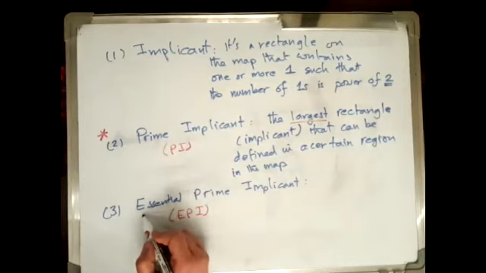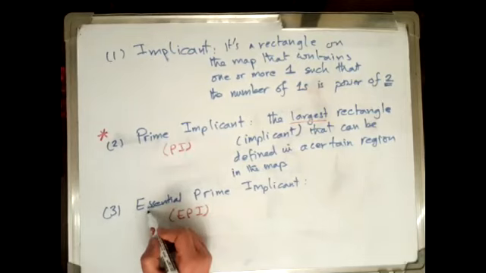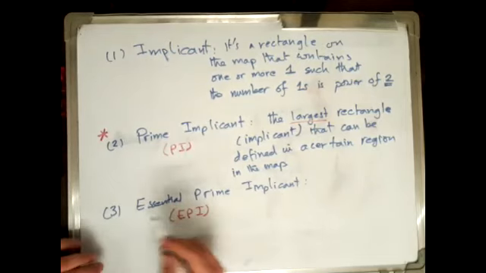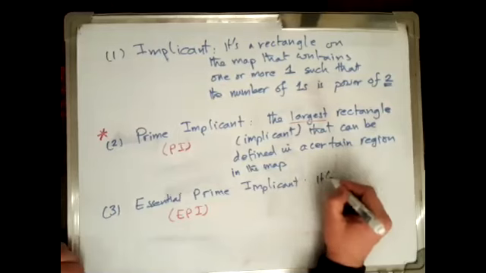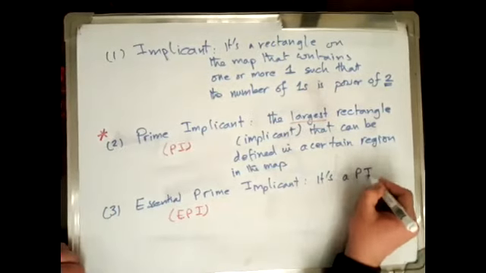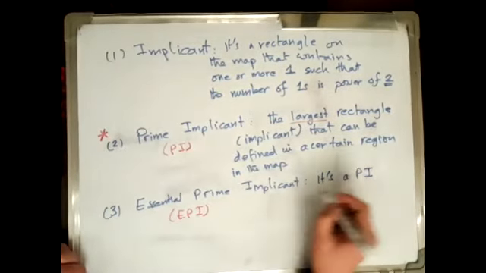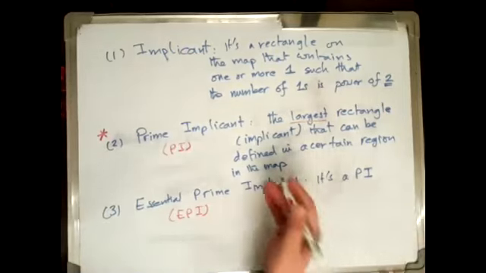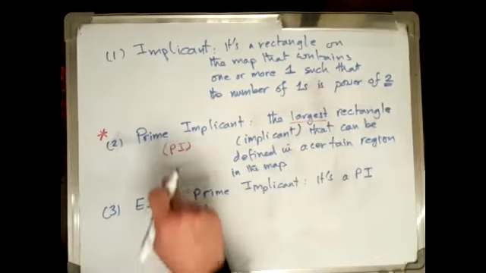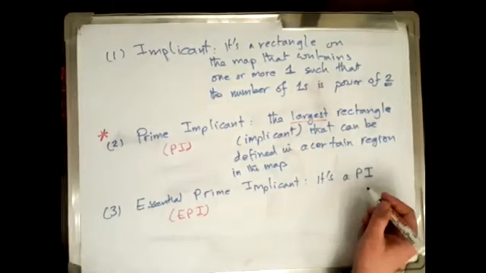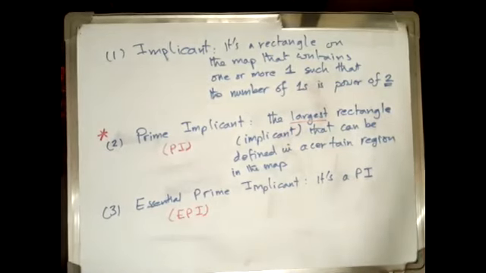So what is meant by this? What is this type of implicant? Basically, it is a prime implicant, a PI. So what is the difference between EPI and PI? It is a prime implicant, which means it is the largest rectangle that you can draw at that region in the map.